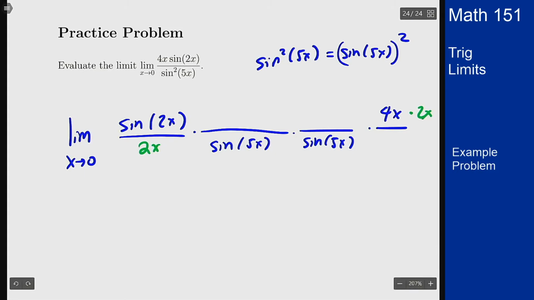Similarly, I can add in a 5x up here because I want to see 5x over sine of 5x, and divide by 5x, again not changing my expression, but getting to a nicer form. And then do the same thing on the last factor here, 5x on top, and a 5x on the bottom.